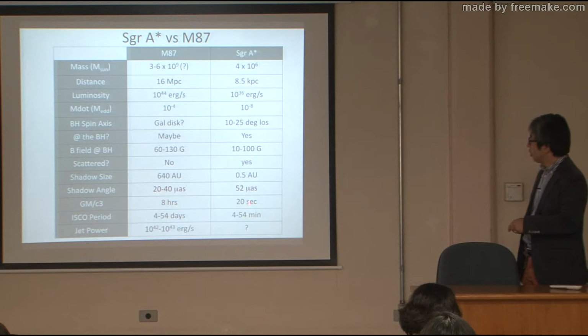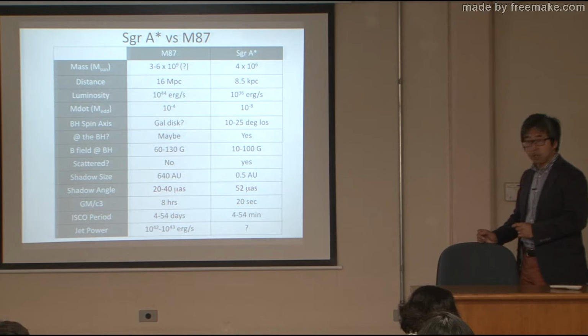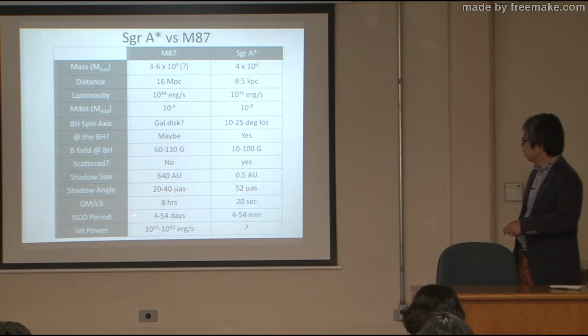So if something happens with gravitational radius scales, the information is only delta t of 20 seconds. This is quite a small number. And then the ISCO period is around 54 days for M87, and minutes for Sagittarius A star. Jet power is well calculated for the M87 case, but for Sagittarius A star it is not. We don't know yet whether it has a jet or not.